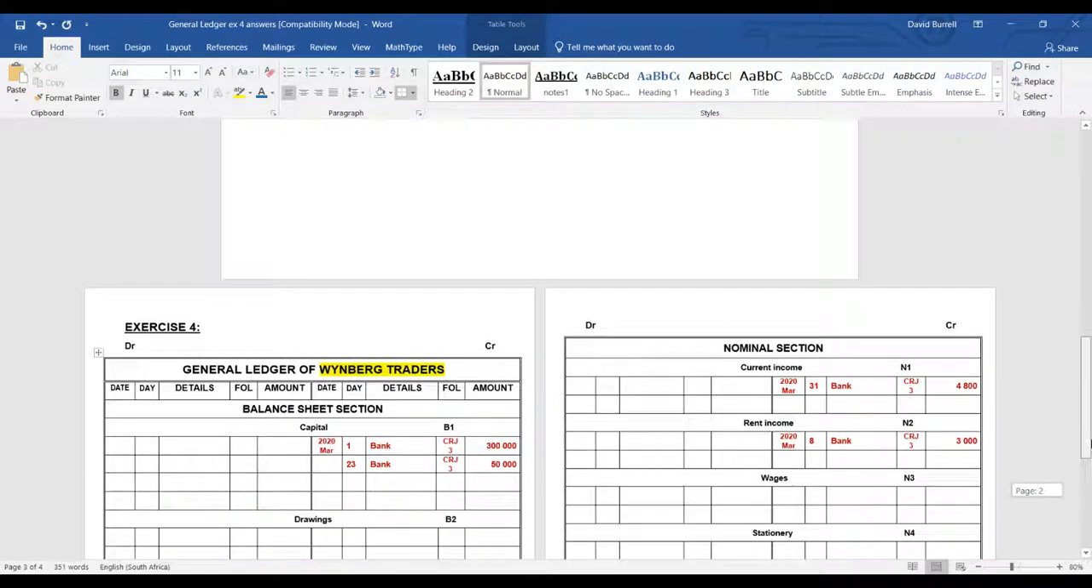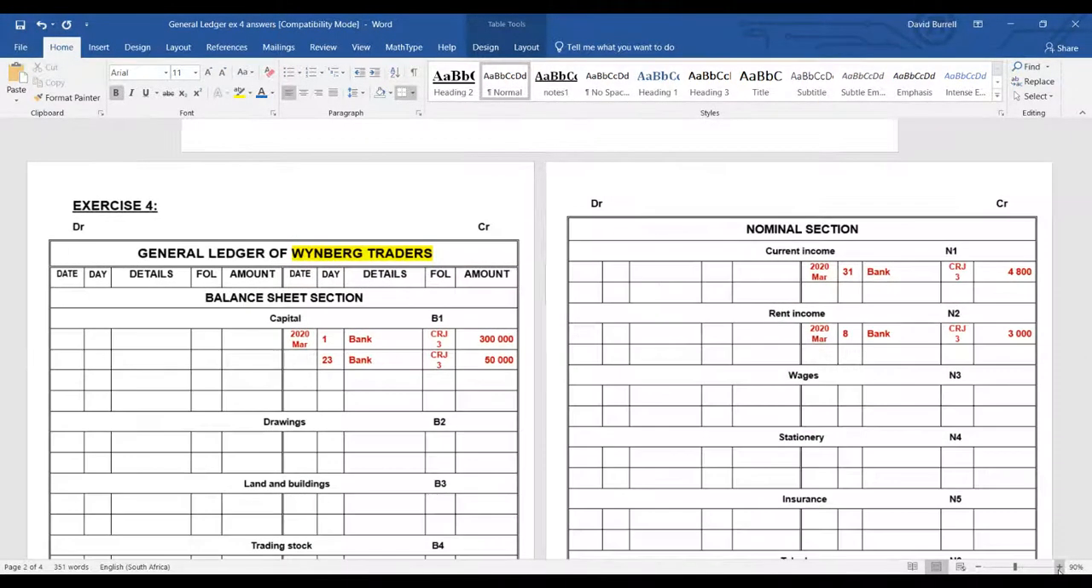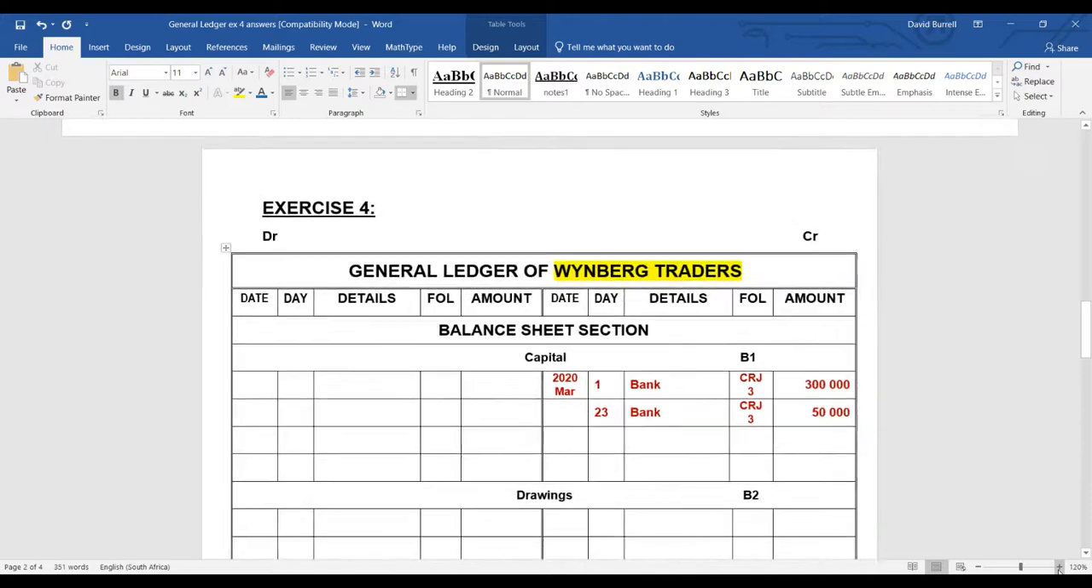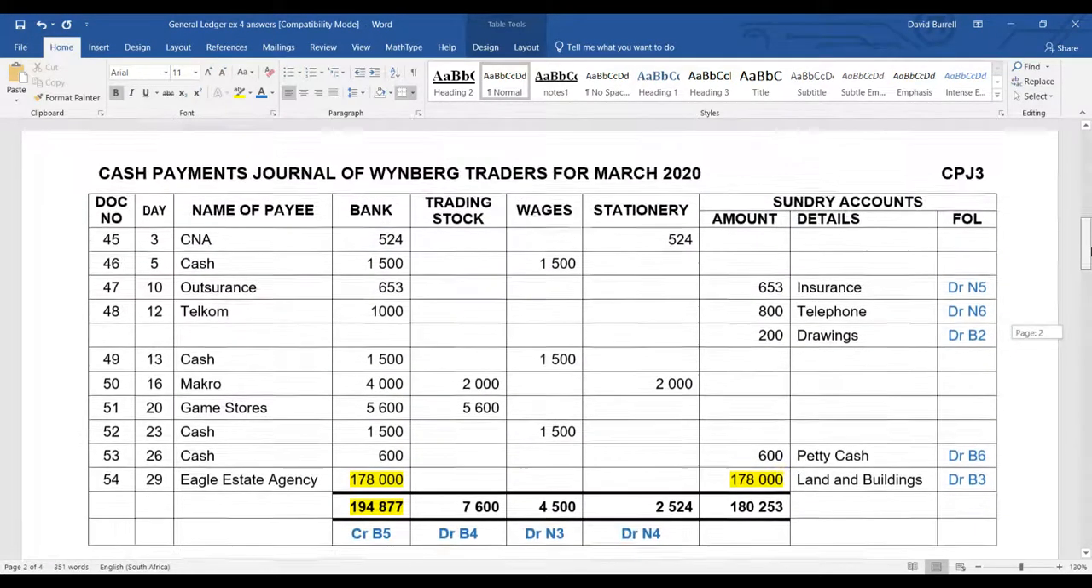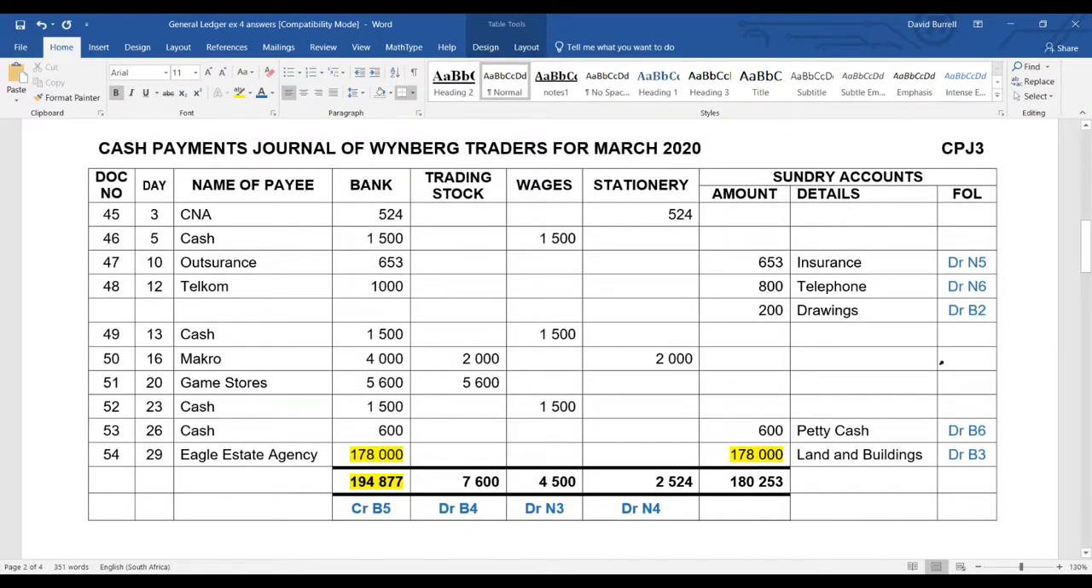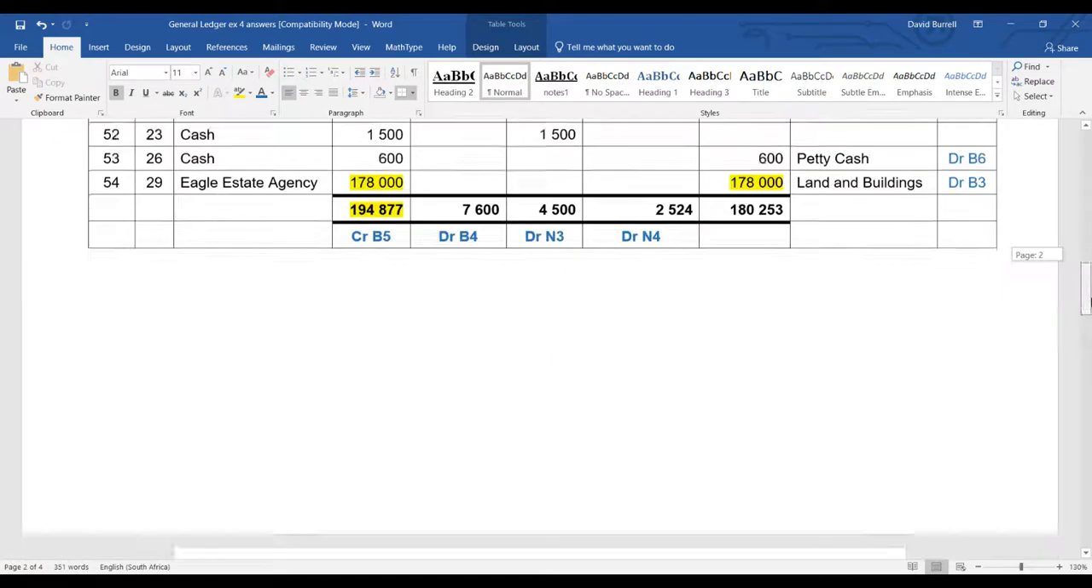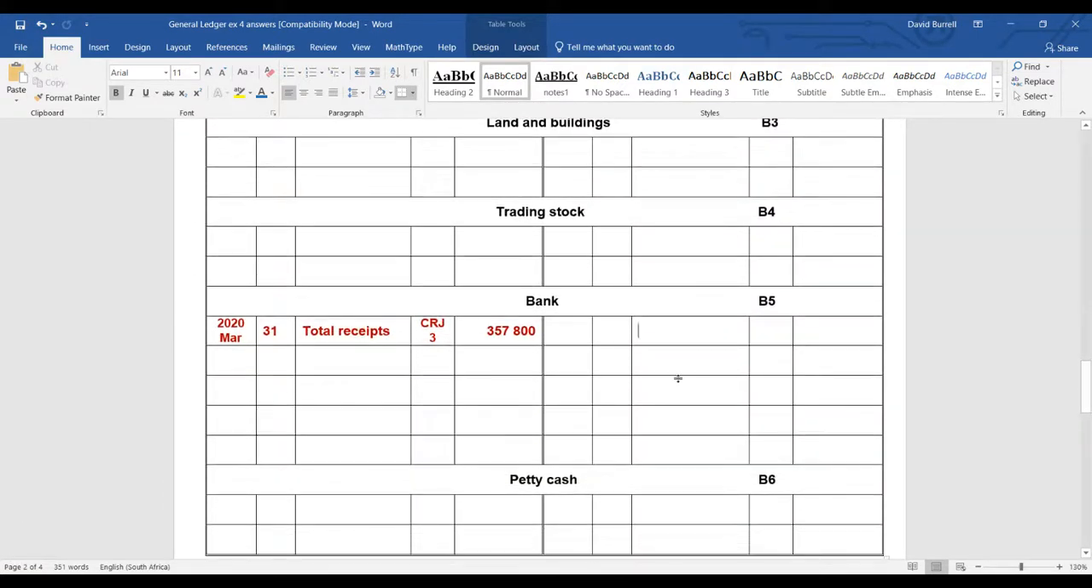Okay, so I am just going to increase the size again so we can see this a little bit easier. And I'm going to go to the cash payments journal. And now we're going to have to post from that. So I will start with my bank account, and that total of 194,877 Rand goes to the credit side of account B5, which of course is our bank account. So I'm just going to go and pop the amount in here first before I forget it.